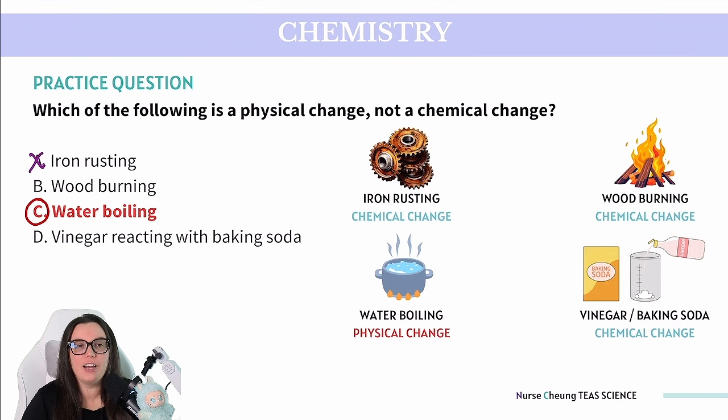So A, iron rusting. We're actually forming a new substance called iron oxide. This is a chemical change, not a physical change. Wood burning, same situation. We're creating new products. We're creating gases and ashes. That is a chemical change. And then lastly, this is kind of like a gimme, vinegar reacting with baking soda. That bubbling that's occurring when they react is actually forming carbon dioxide gas, also a chemical change.